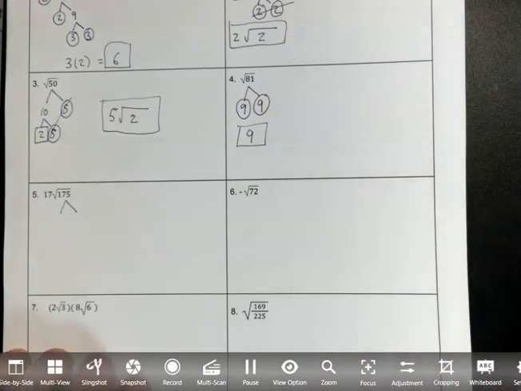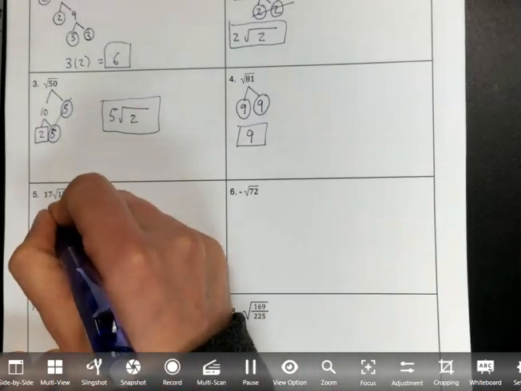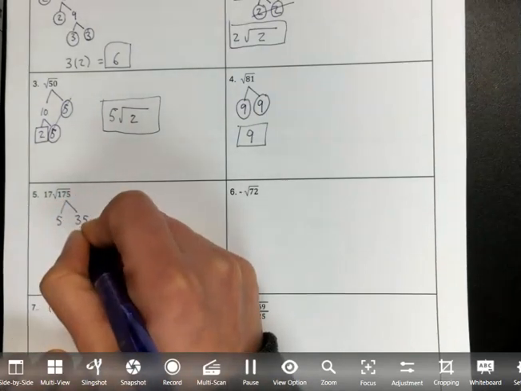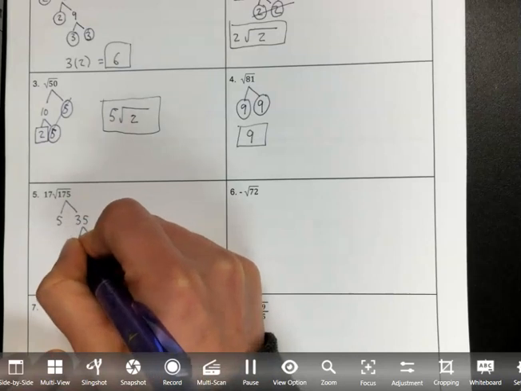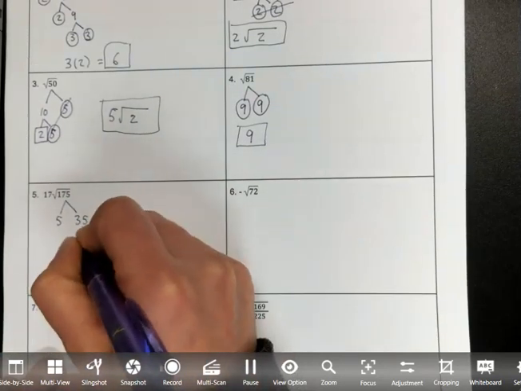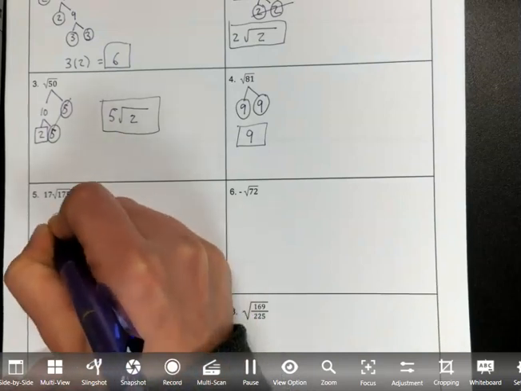Well, let's see. It ends in 5, which means I can divide it by 5. So 175 divided by 5 is equal to 35. So 5 times 35. And then I'm like, oh, I remember 7 times 5 is 35. So 5 times 7 is 35. So here we have a pair of 5s.